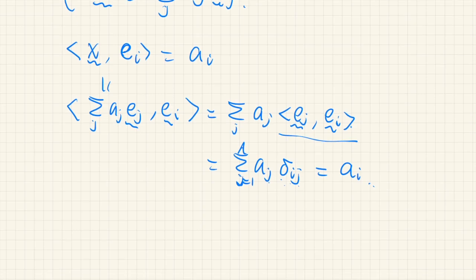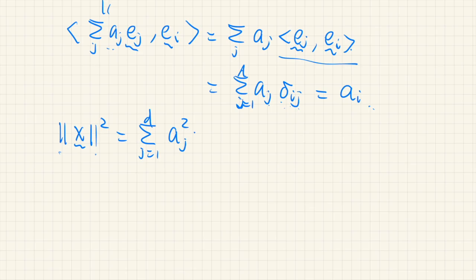And similarly, the norm of x, let's make it squared to make it simple. By a similar calculation, we have the sum of aj squared. So the sum of squared coefficients becomes the squared norm of x, of any vector.